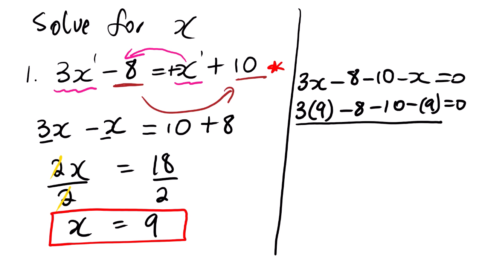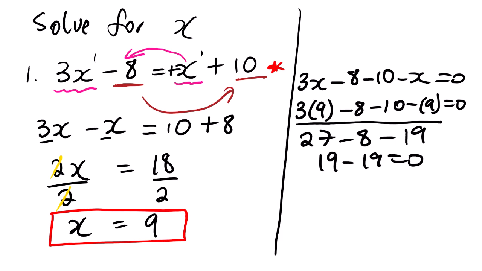So 3 multiplied by 9 is 27. 27 minus 8, and then this will be negative 19. So 27 minus 8 is 19. 19 minus 19 is actually 0. So this verifies that our answer is actually correct.